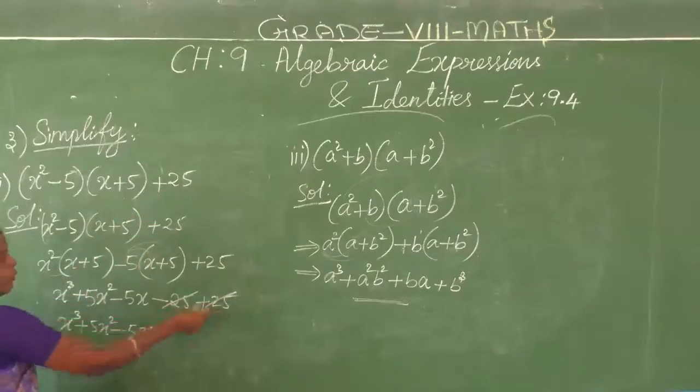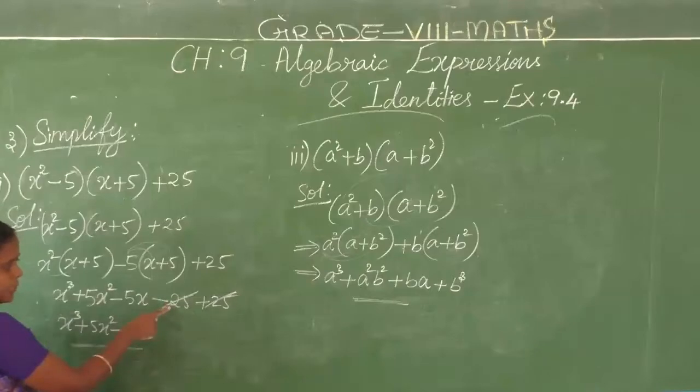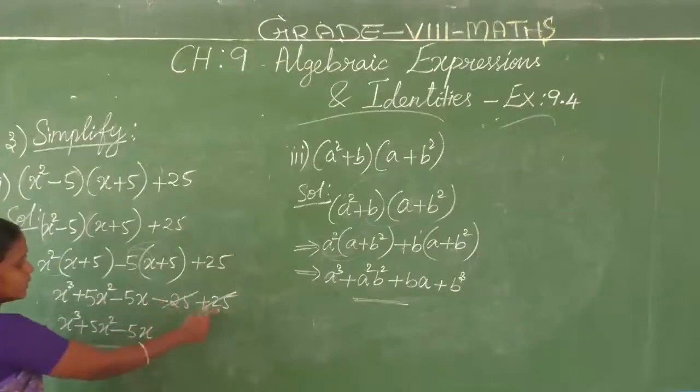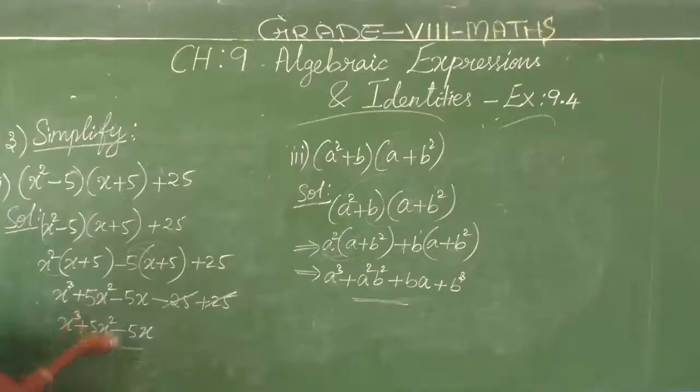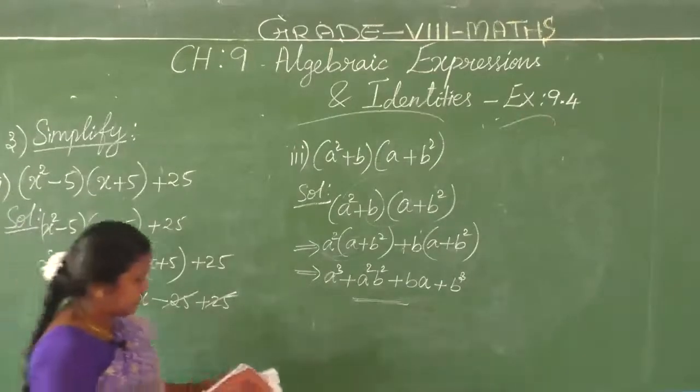With that, 25 is to be added. In this expression, the constant term minus 25 is coming, so that and this are to be cancelled. The remainder part means x cube plus 5x square minus 5x. Understood?